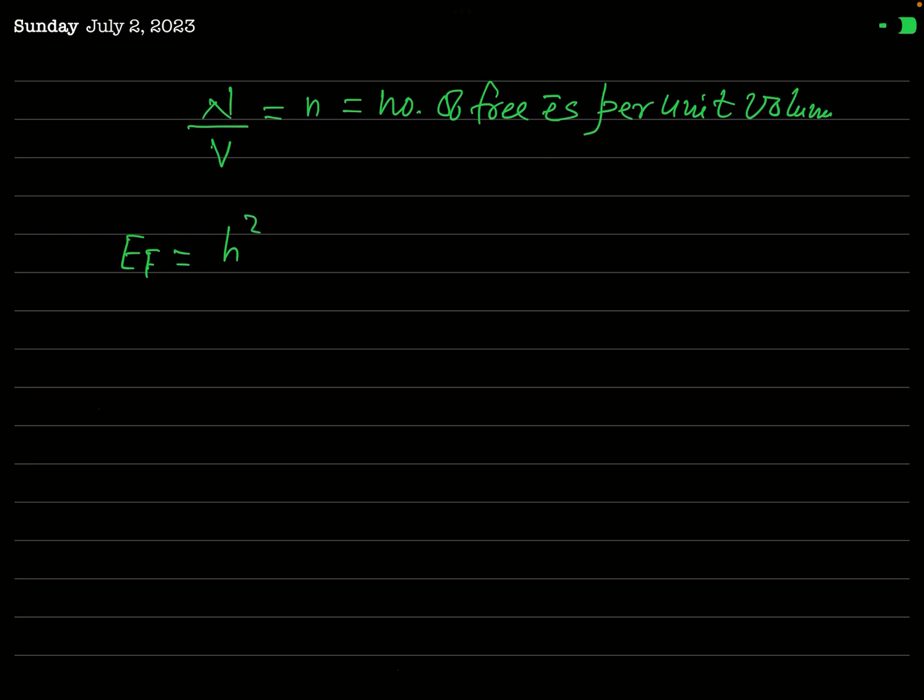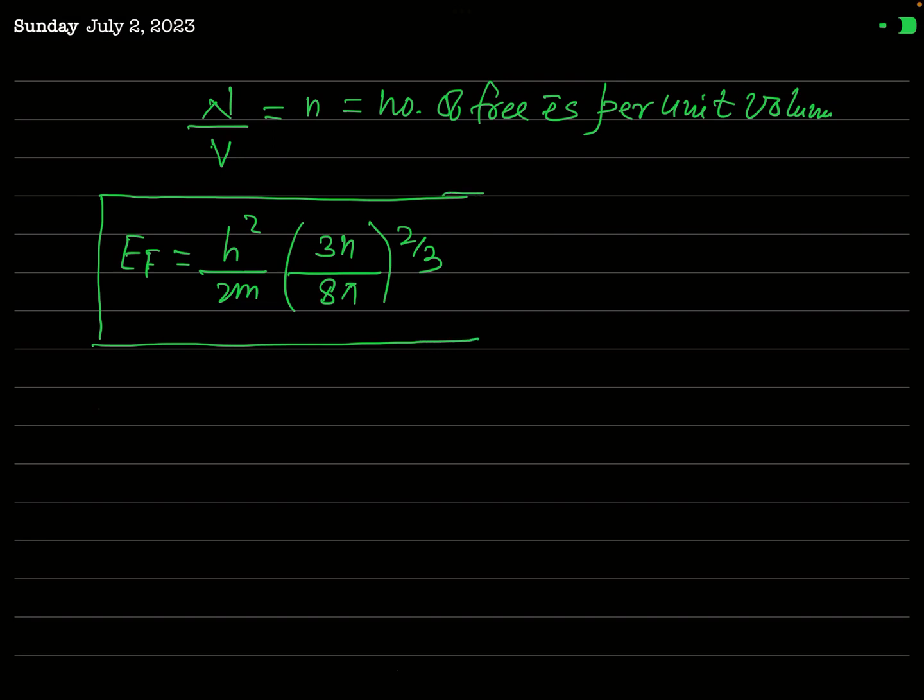This is h square over 2m times 3n divided by 8 pi, whole to the power 2 by 3. Actually, this is the expression for the Fermi energy EF. And you can see that this value of the Fermi energy is not a universal constant for all metals, but it will vary from metal to metal, because this n, which is equal to N by V, that is the number of free electrons per unit volume, will be different for different metals, and that's why the Fermi energy will also have different values for different metals.